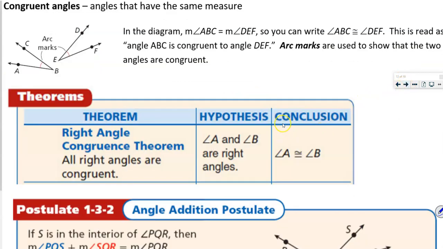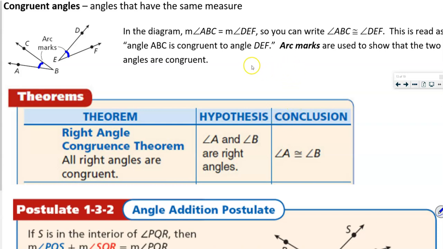All right, congruent angles. Angles that have the same measure. That's what congruent angles are. And when we are looking at drawings, and this is really, really important, y'all, we're going to have these arcs on angles that are congruent. One arc means those angles are congruent. Two arcs would mean the angles that have the two arcs would be congruent, and so on.